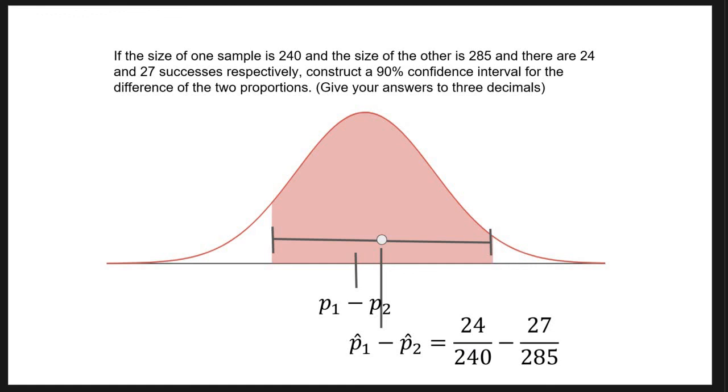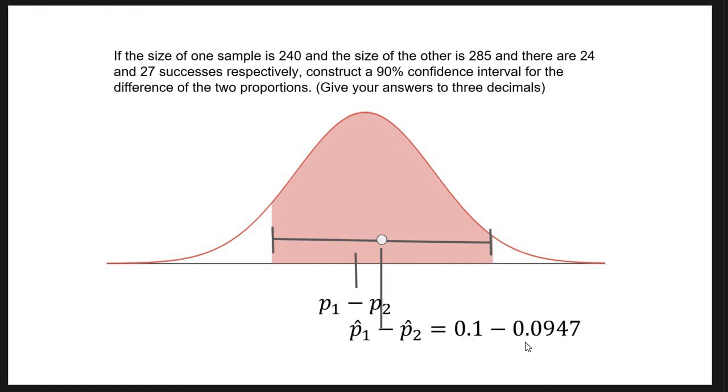Let's just change these to decimals. That's 0.1 and 0.0947, so that's 10% and roughly 9.47% are the two sample proportions. And when I subtract those two, I get 0.0053. So this is my sample statistic. This is my point estimate for P1 minus P2. So my point estimate for the difference in those two population proportions is 0.0053.